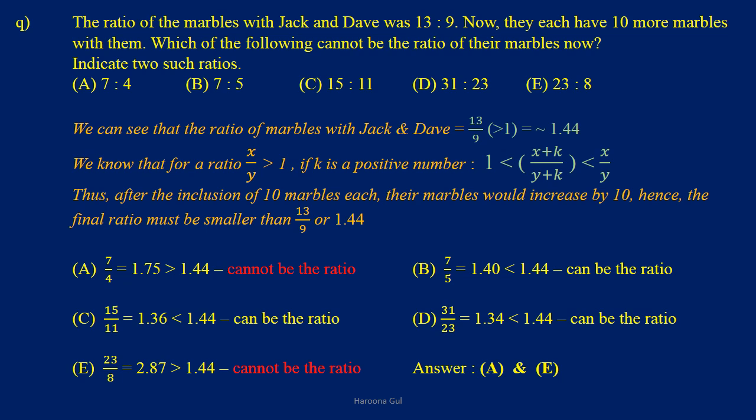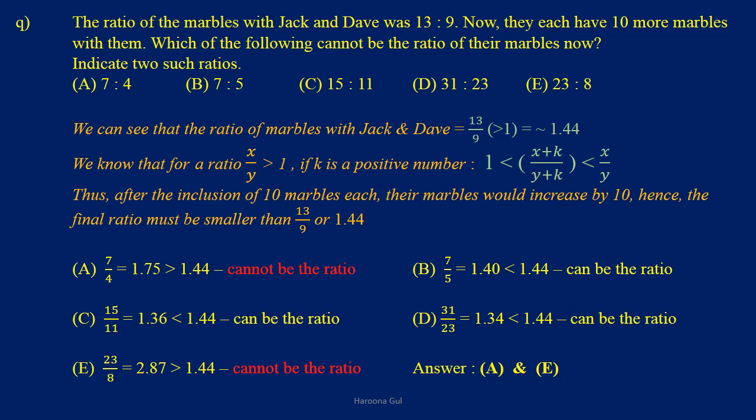This question is based on a rule of ratio which we have already discussed in our previous video on ratios. This question says that the ratio of the marbles with Jack and Dave was 13:9. Now they each have 10 more marbles with them. Which of the following cannot be the ratio of their marbles now? You see, the question says which of the following cannot be the ratio of their marbles now.